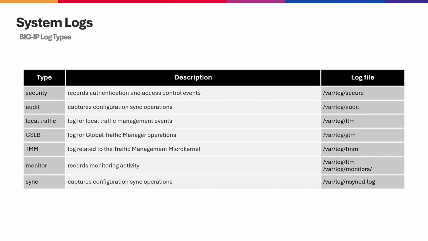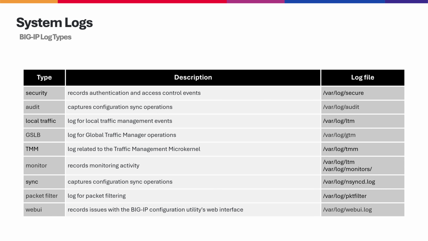BIG-IP-specific logs include the LTM log for Local Traffic Manager events and the GTM log for Global Traffic Manager operations. Logs related to the Traffic Management Microkernel are saved in the TMM log. Monitoring activity is recorded in the LTM log and in more detail under the monitors log folder. The nsyncd log captures configuration sync operations. Other logs include the packet filter log for packet filtering and the webui log, which records issues with the BIG-IP configuration utility's web interface.